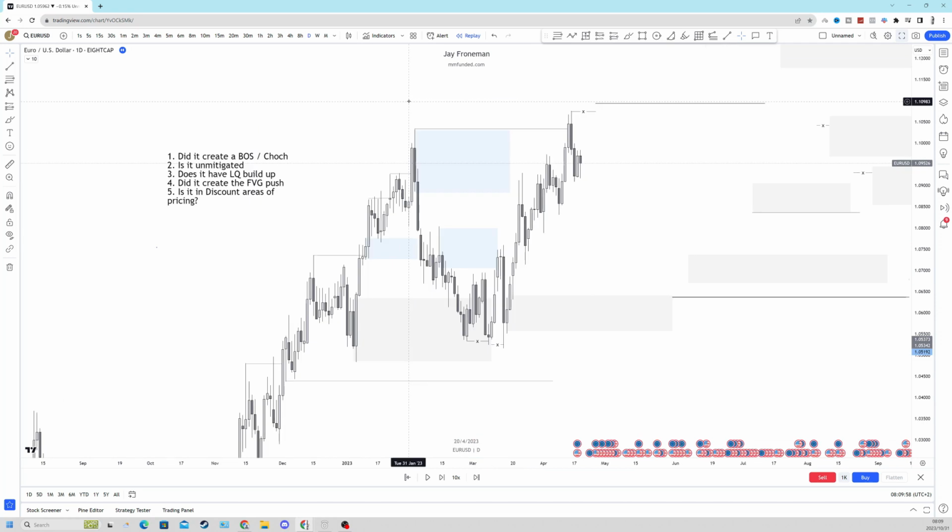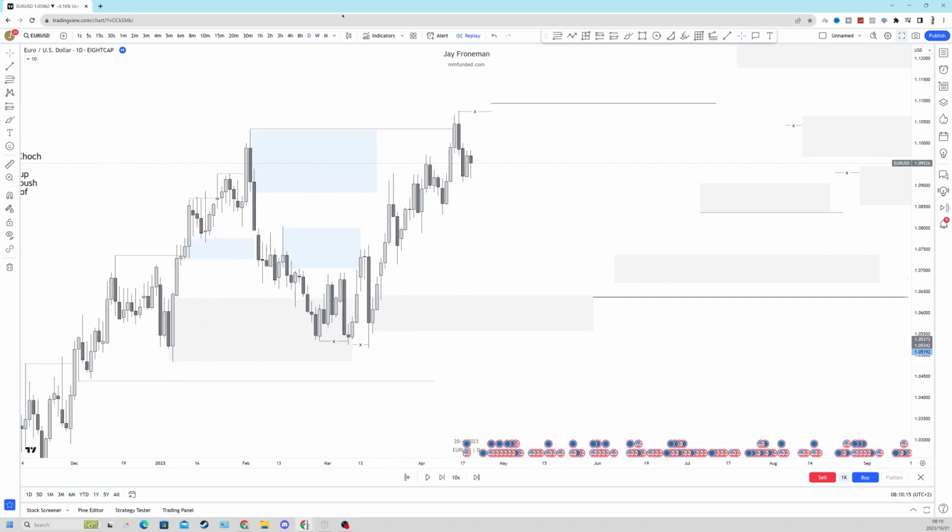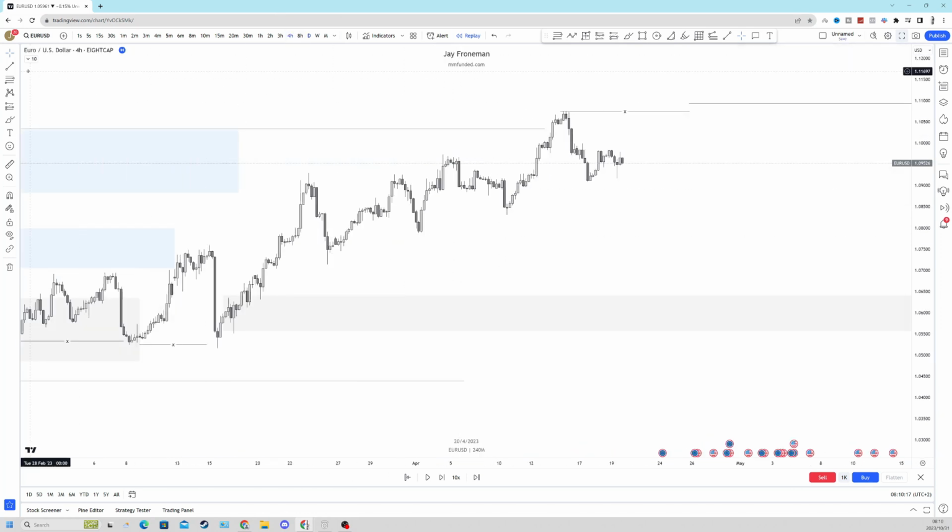Alright, so the main thing that I want you to take away from today's video is the difference between a standard order block, supply or demand zone, and a high probability institutional level. Now this applies on all time frames. This applies on the daily. So from our daily structure, we can have a look at our 4-hour structure.